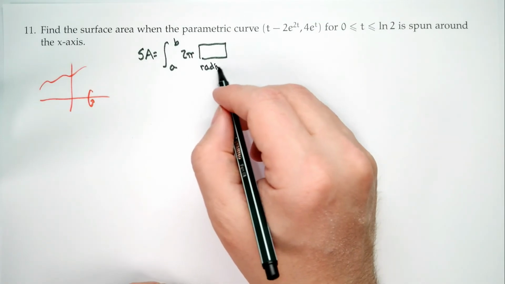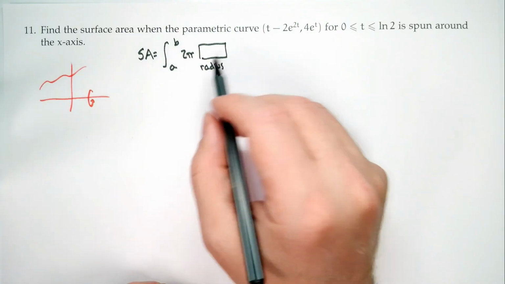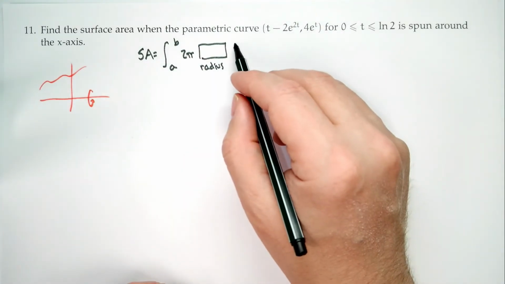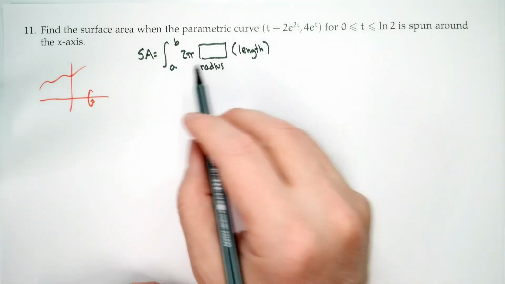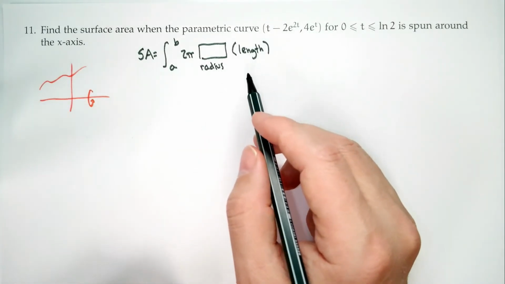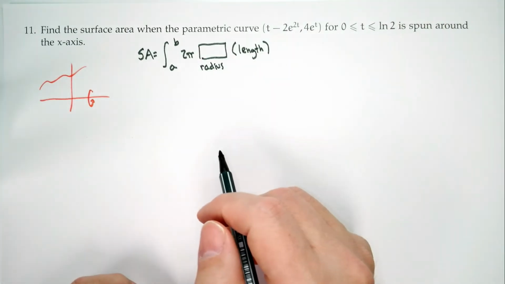It's the radius. And this is the interesting thing, because it varies a lot depending upon what you're doing. And then the other piece is length. And that's it. Because if you take 2 pi times the radius and the length, that finds the surface area from a little piece.